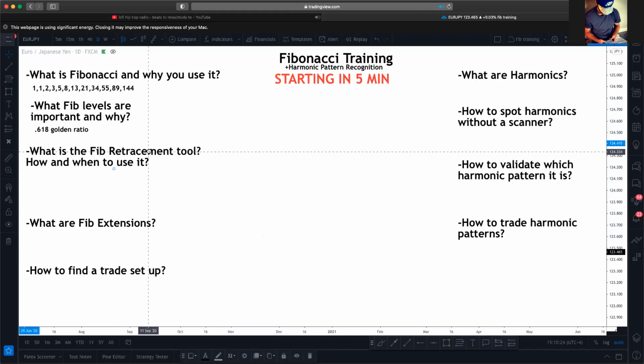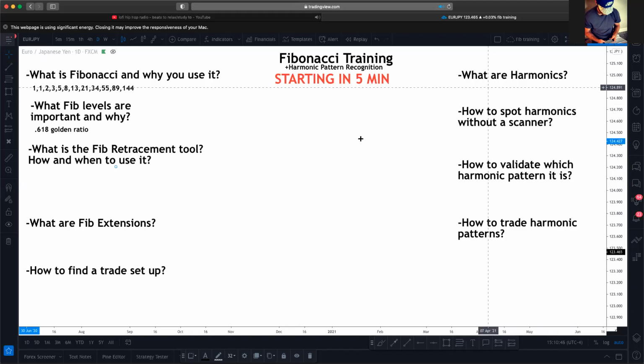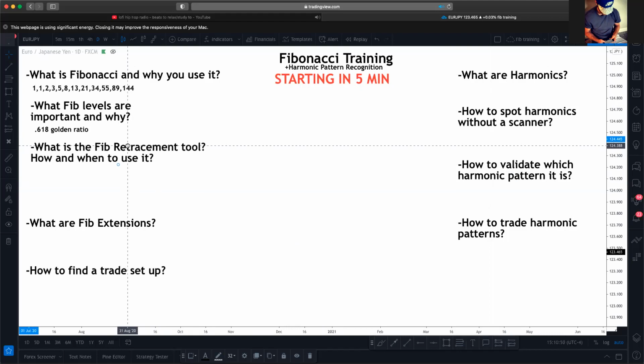So what is the fib tool? And guys, if y'all have any questions, this is a live training, so go ahead and drop them in the chat. I have the chat open. I have everyone muted just so I can go through this a little quicker. But if you have any questions, drop them in the chat, and I'll be going back and forth, answering questions. But let's get into what the fib retracement tool is and how and when to use it.